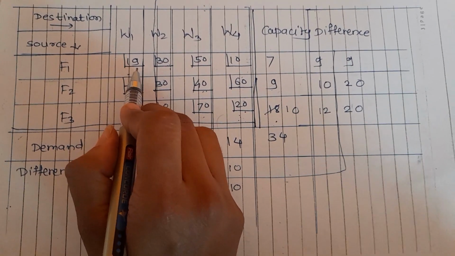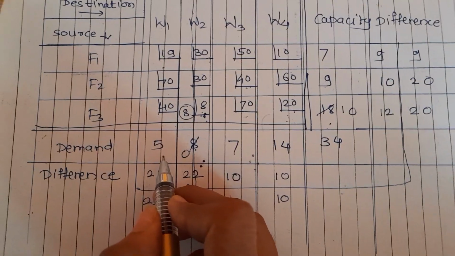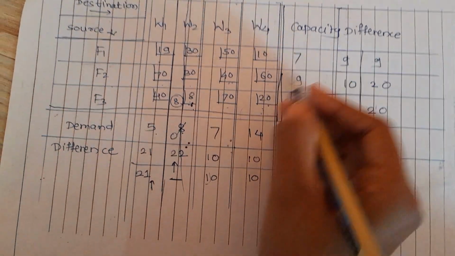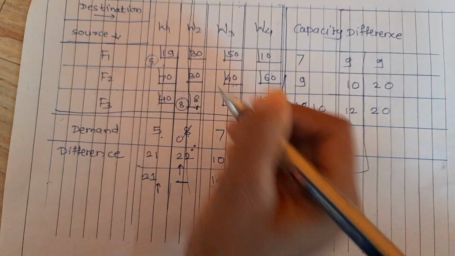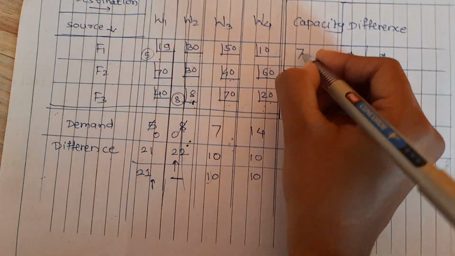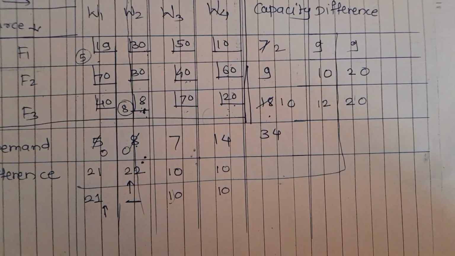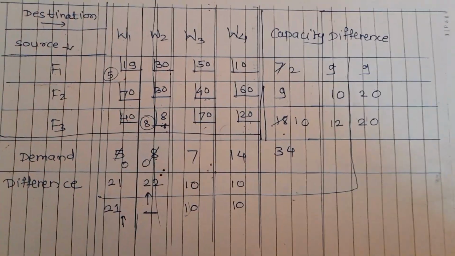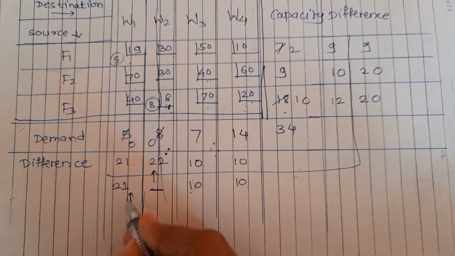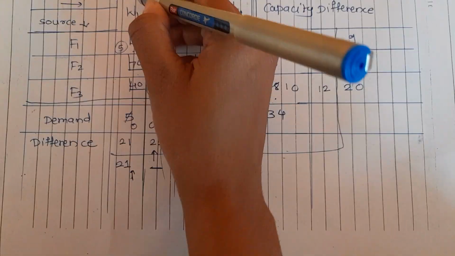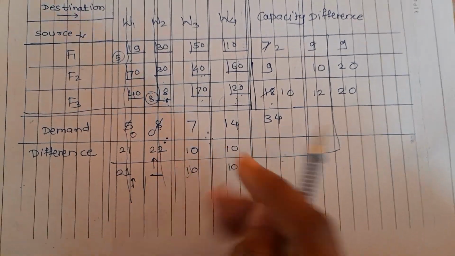Okay, or 1 cell. The corresponding capacity is 7, the corresponding demand is 5, therefore what is the minimum allocation? 5. Here this 5 becomes 0, and 7 becomes 2. 7 minus 5 is 2, the remaining value is 2. Now there is 0, therefore in the next step W1 does not take part.